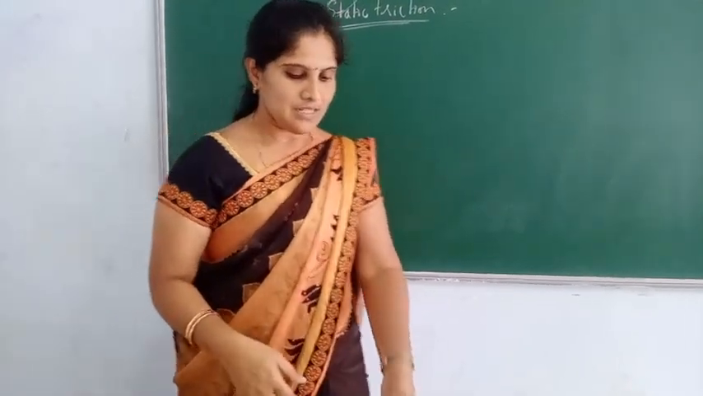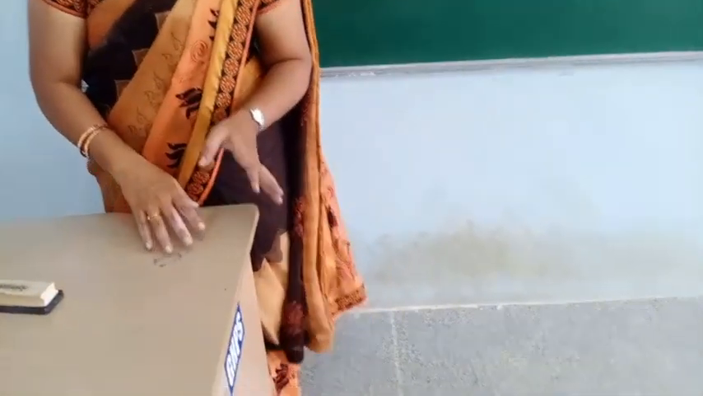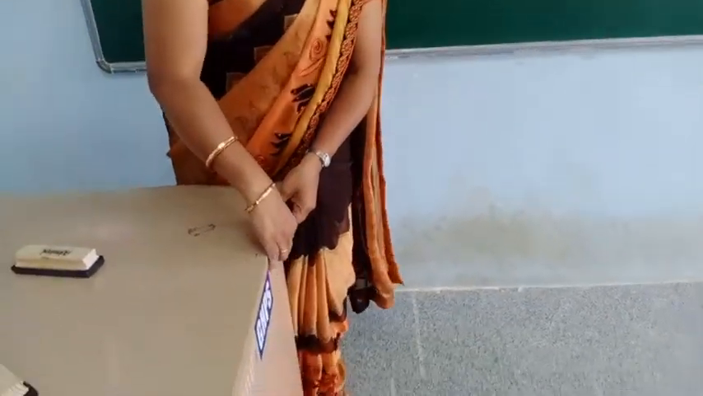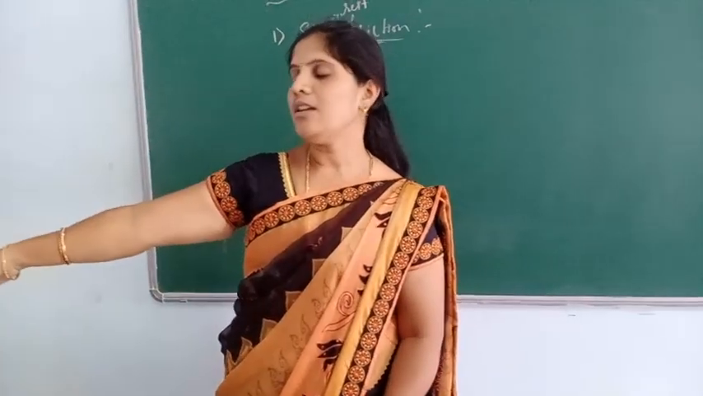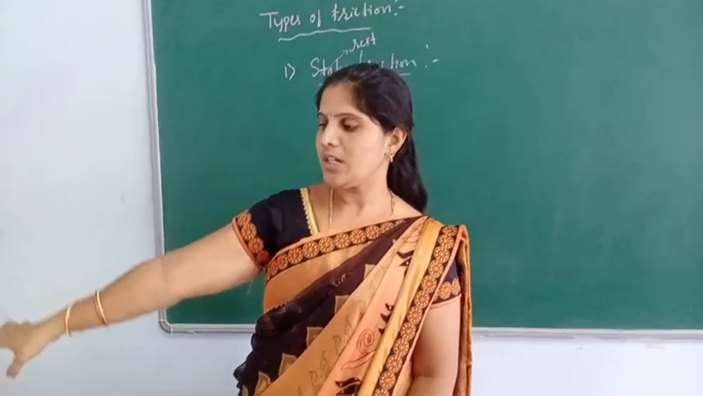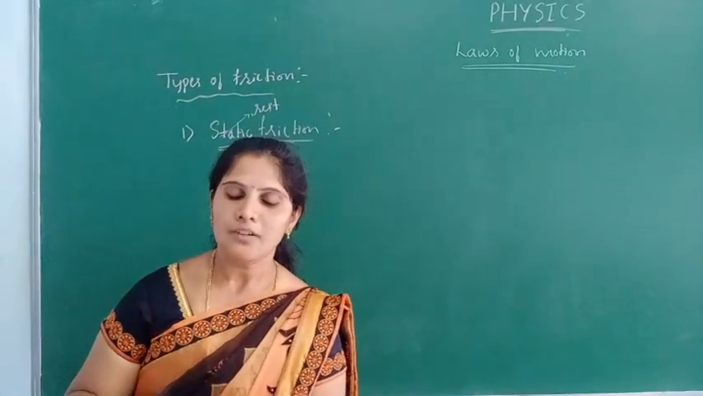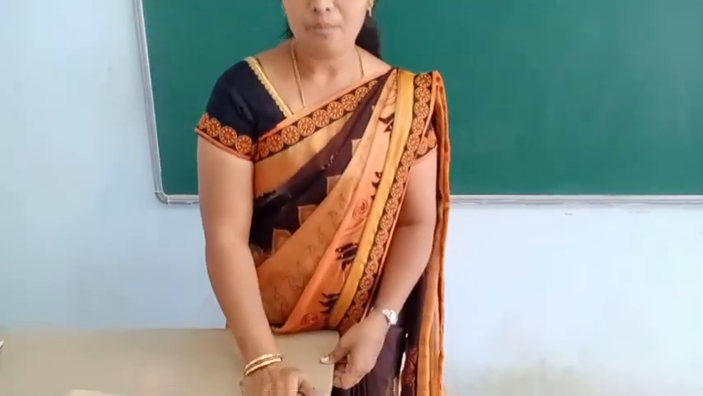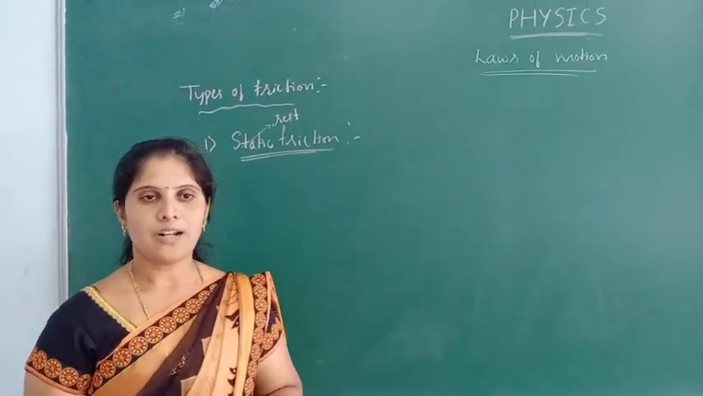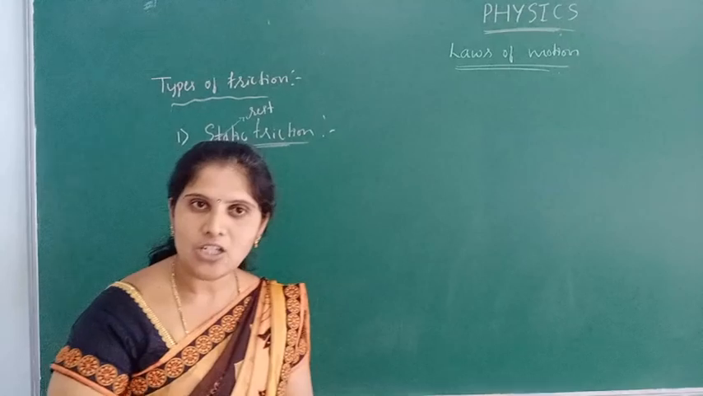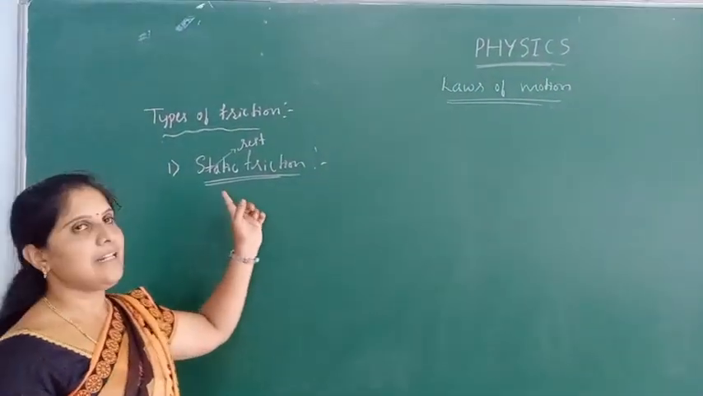Let us consider another example. Here the table is placed on the floor. Suppose I apply an external force like this, the table does not move because there is another force acting opposite to the direction of the applied force. That is called frictional force. Here the frictional force exists, but the object is at rest. The object does not move. That is called static friction. Here the object tries to move, but it does not move.